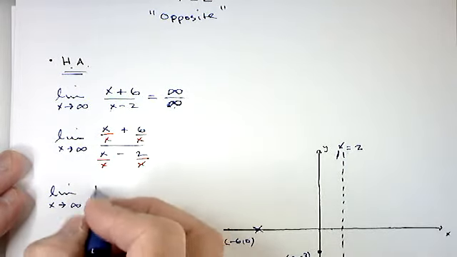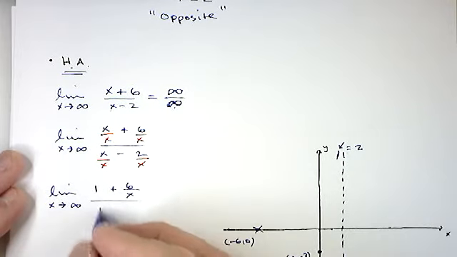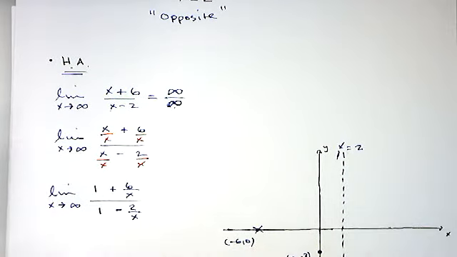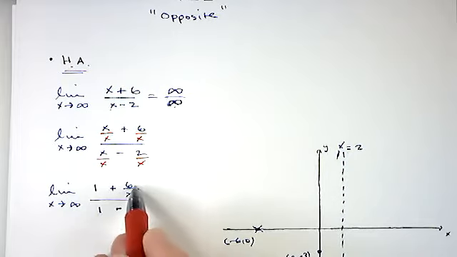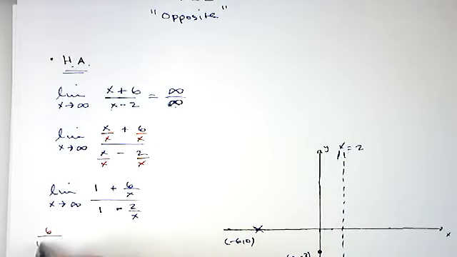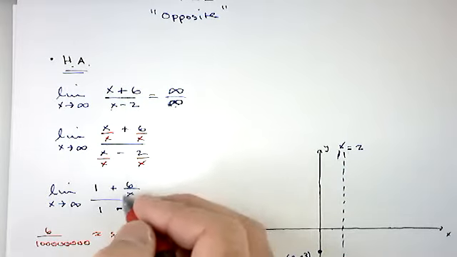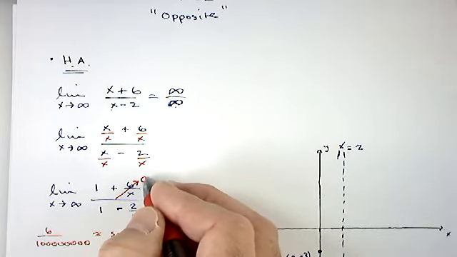x over x is 1 plus 6 over x, over 1 minus 2 over x. And it's a lot easier to see now: if x was a really, really big number, what would happen to 6 over a really, really big number? If I had 6 over the biggest number you could think of, isn't that going to be really small? It's going to be a tiny number, like 0.00000 something. So small that, if we take it to the extreme, it gets infinitely small. We could say that approaches 0.